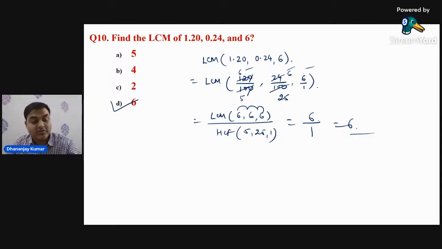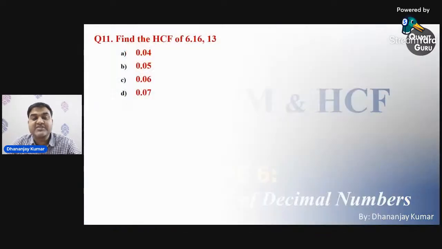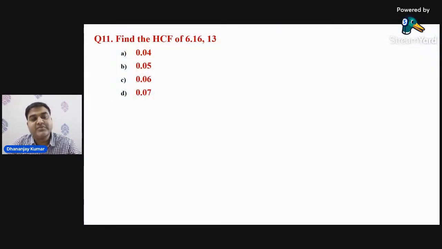Hope you people have got how to find the LCM of these numbers. Should I go to the next screen? Now, how to find the HCF of decimal numbers? I'm sure you people know how to find it. Same way, first step, we will change these decimal numbers into fractions. That is 616 divided by 100, and then 13 will be there. Numerator HCF, denominator LCM. That's all, and we will give the answer. I'm sure you will be able to find the answer of this.